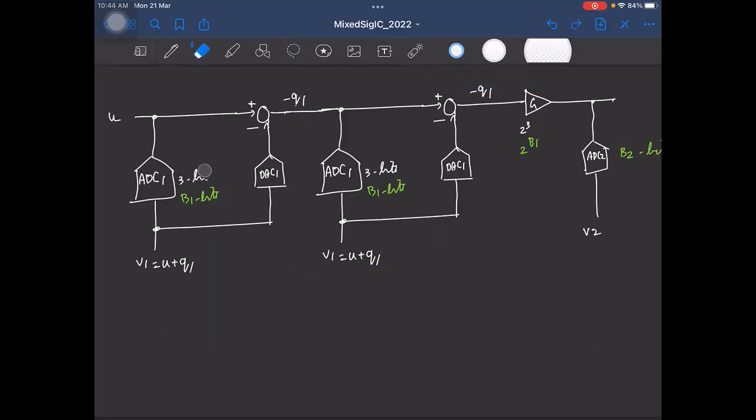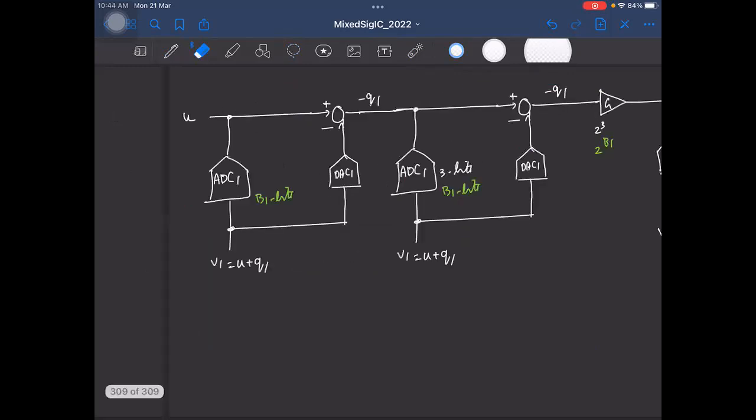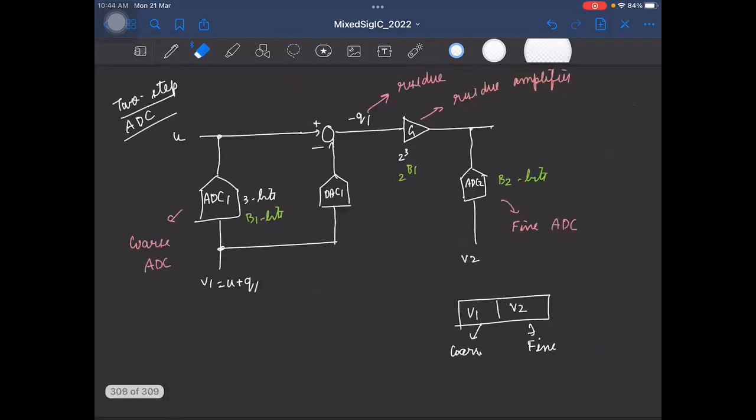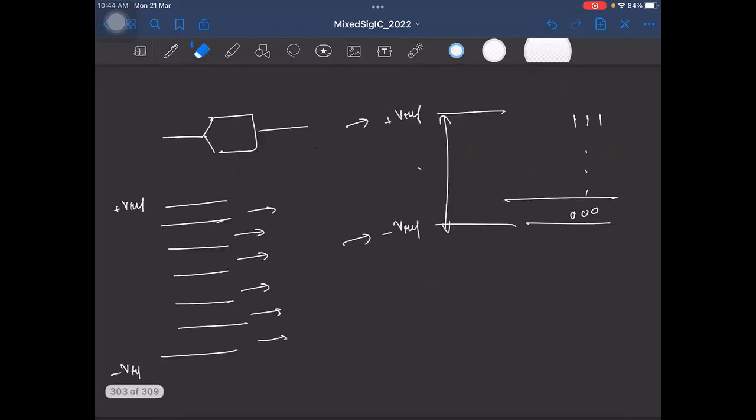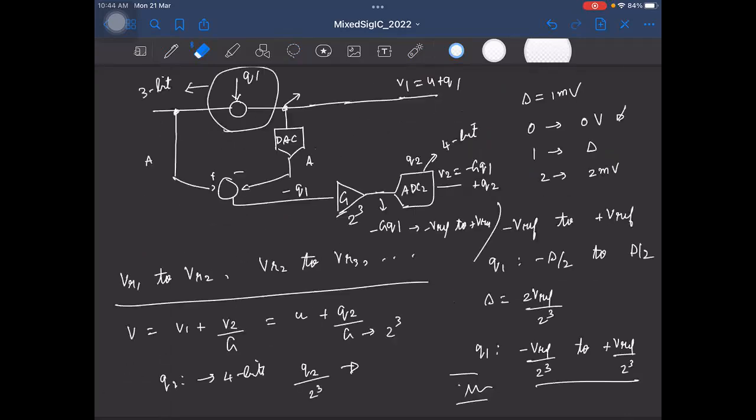So instead of using a 3-step ADC, you can simply increase the gain of the residue amplifier. Remember this, right? What's the problem if you increase the gain? If, let's say, I have 2 power 4, what happens? The quantization noise seems to be dependent on this gain, so increasing the gain reduces the quantization noise lower and lower. So what happens if I increase the gain?